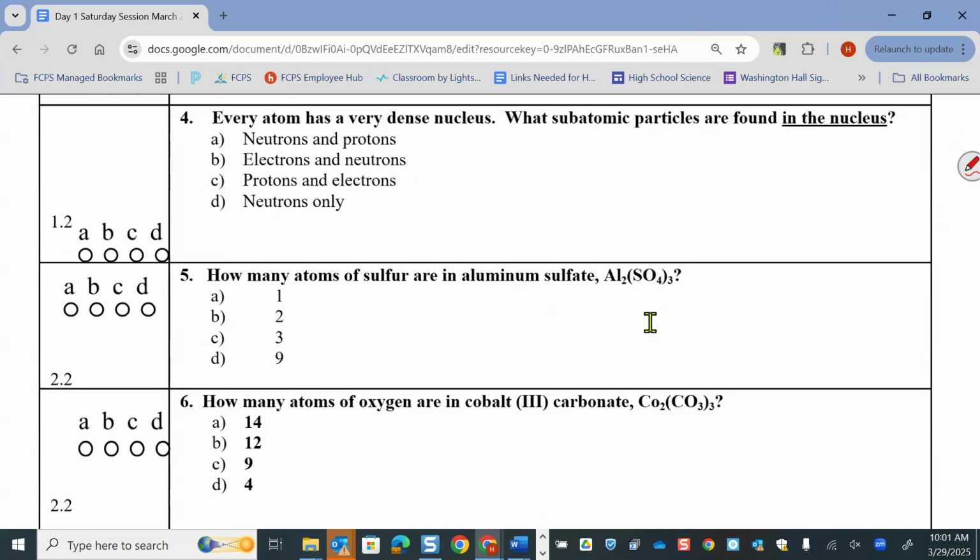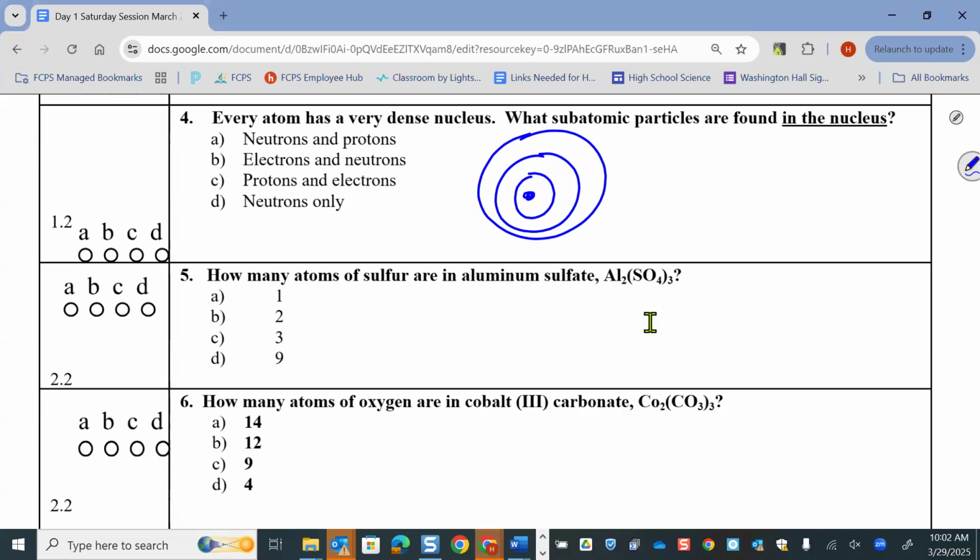Every atom has a very dense nucleus. What subatomic particles are found in a nucleus? Not sure, but I picked protons and electrons. I think there's something different. What did you pick? I think neutrons and protons. The center is the nucleus. Who's on the outside?